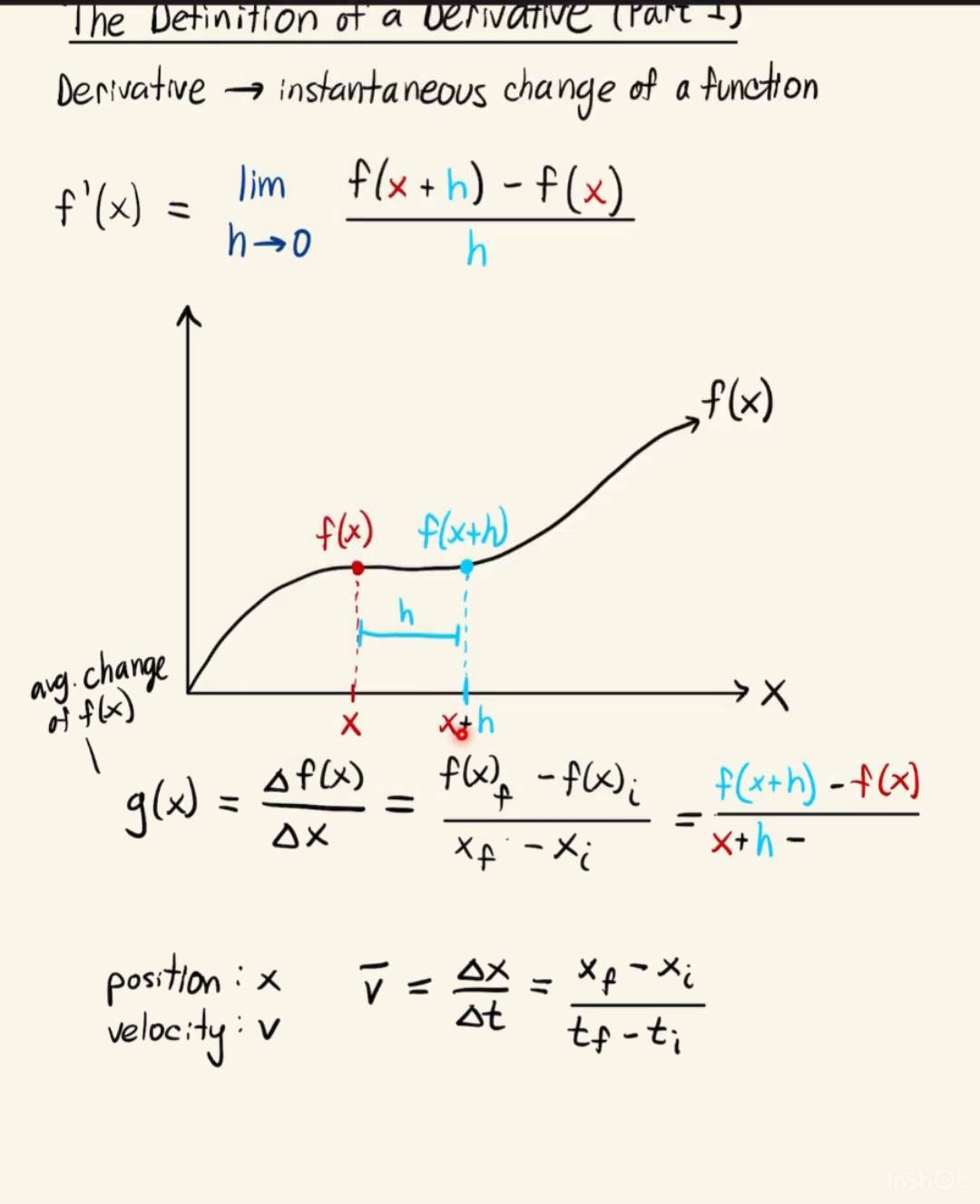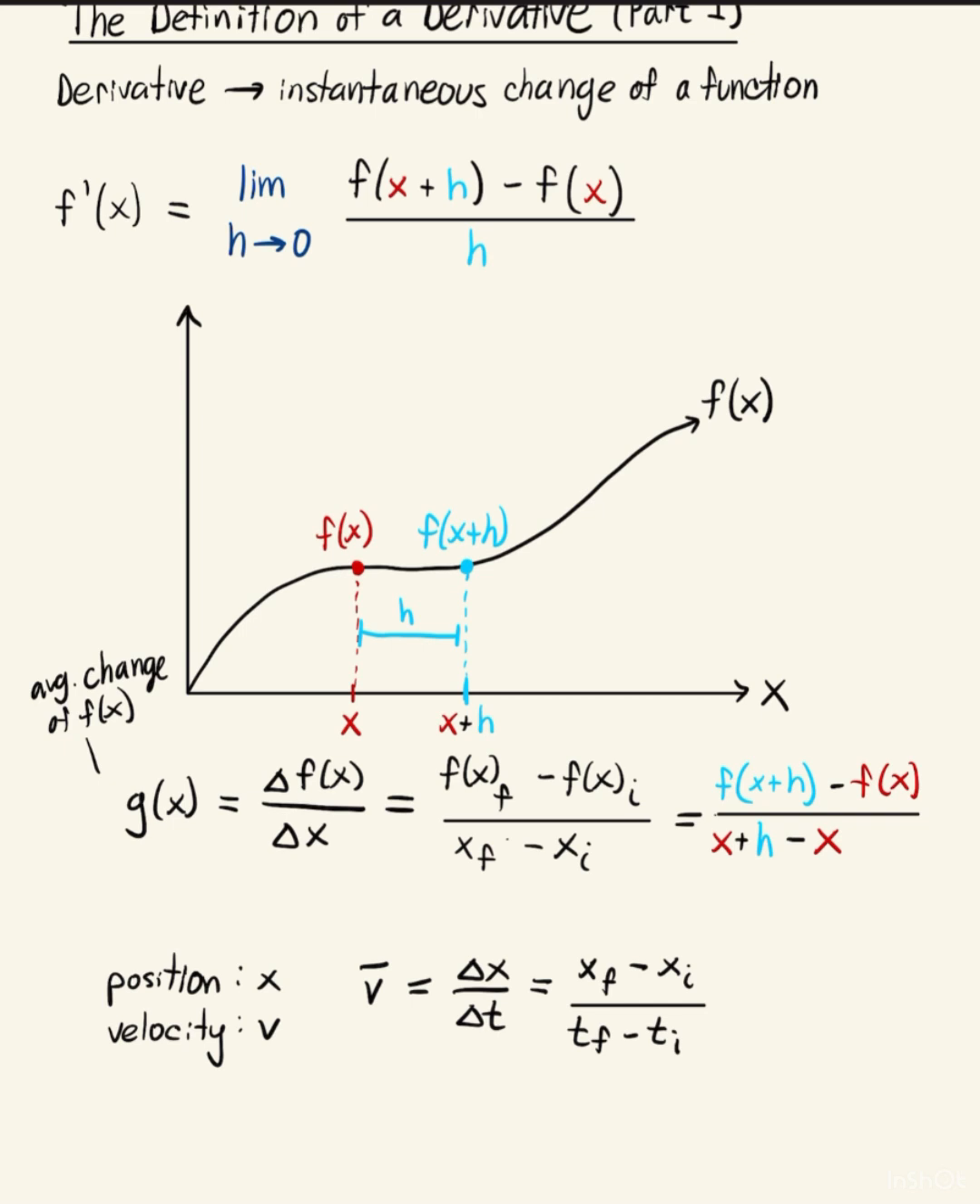So if this is our final x value, then our initial x value is going to be here. And that makes sense because our initial f of x value was f of x, and f of x is the value of f at the point x. So our initial x value is just x. Now you'll see that what we just drew here with our average change of f of x is that this fraction looks very similar to this fraction down here. And that's because they're both average changes, right?